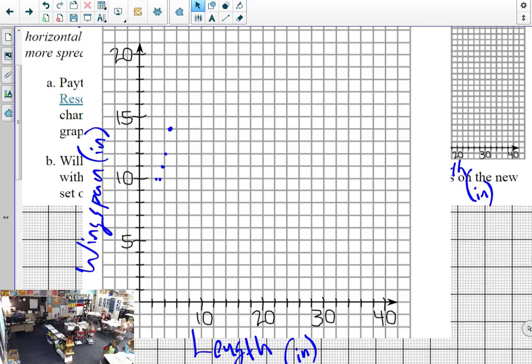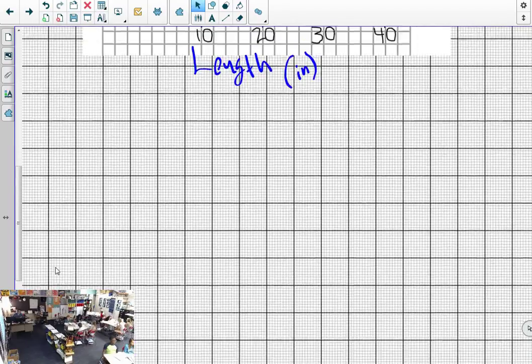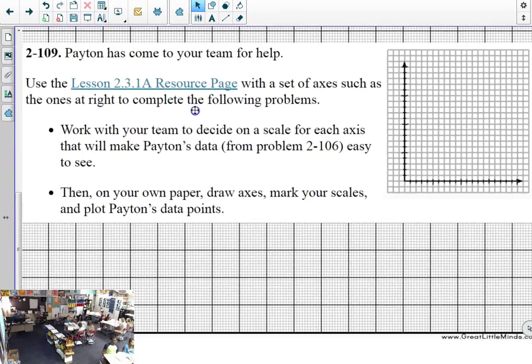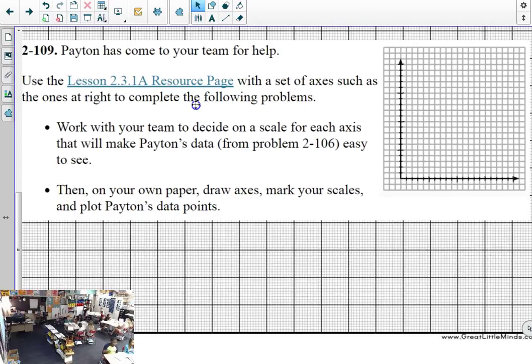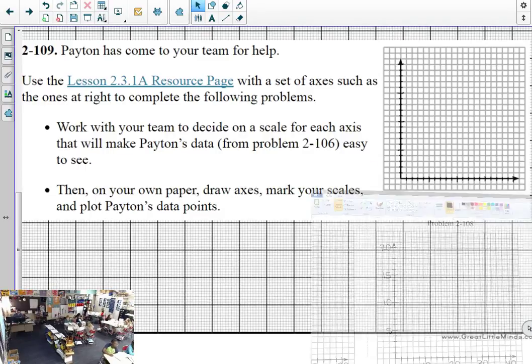Make it less. So if you look at your resource page, hint, hint, nudge, nudge, you should have kind of guessed where we were going. You choose the axis labeling. You as a group choose the scale for 109. Now you still have length on the X and wingspan on the Y, so you might want to go ahead and write those. Length is still on the X, wingspan is still on the Y. I'll get mine up there in just a second.